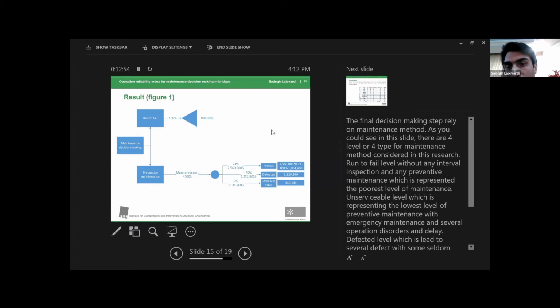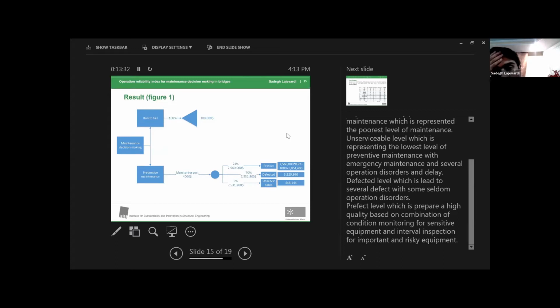For the final decision-making step, we rely on the maintenance method. As you could see in this slide, there are 4 levels or types of maintenance method considered in this research: run to fail, without any interval inspection and any preventive maintenance, which represents the poorest level of maintenance; and also the unserviceable level, which represents the lowest level of preventive maintenance, with emergency maintenance and several operation disorders and delays. And you could see the defected level, which leads to several defects with some seldom operation disorders, and the perfect level, which provides higher quality based on a combination of condition monitoring for sensitive equipment and interval inspection for important and risky equipment.